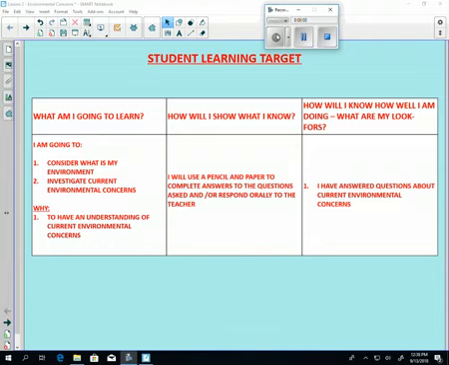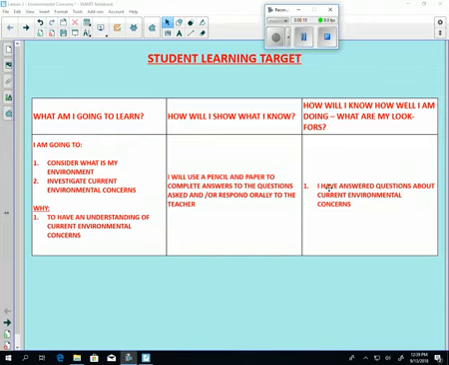Okay, so today's September 13th, and we're looking at the environmental unit in Science 10 and questions about environmental concerns in Environmental Science 12.